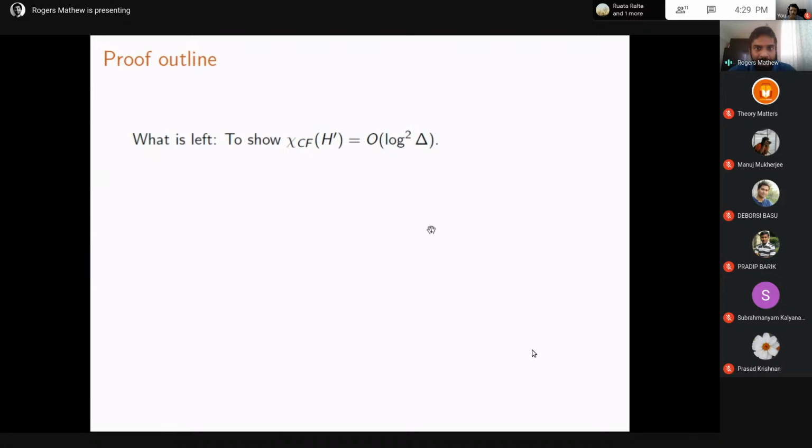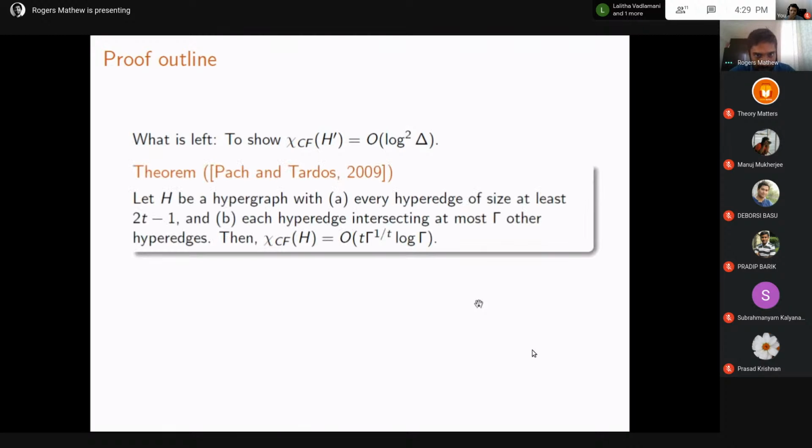So we have to show this hypergraph has a conflict-free chromatic number of order of log square delta, but this is a known result. It follows from the result of the first paper that I cited, of Pach and Tardos, a general result on hypergraphs. If every hyperedge is of size at least 2t minus 1, and if every hyperedge is intersecting at most gamma other hyperedges, then its conflict-free chromatic number is, this is the most general bound in this domain, it's t gamma to the power 1 by t log gamma.